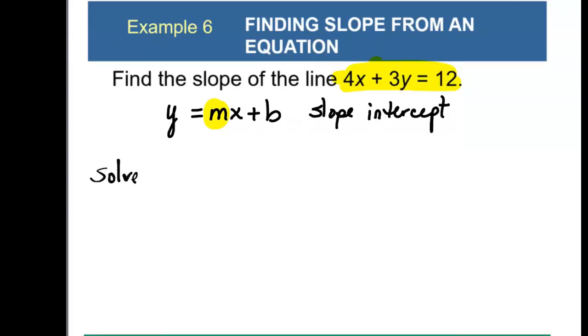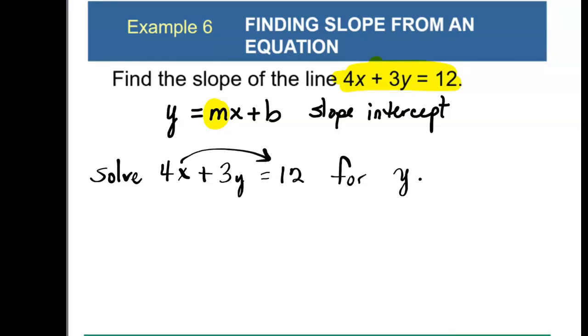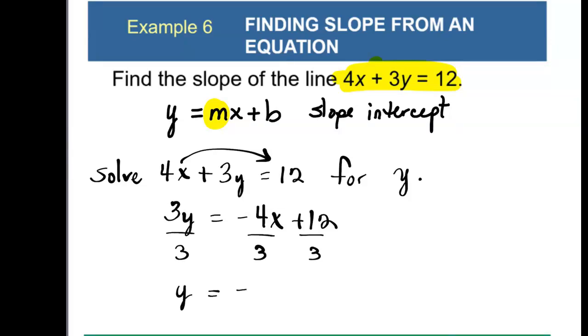So we're going to solve 4x plus 3y equals 12 for y. Okay. So we are going to subtract the 4x to the right. So we get 3y equals negative 4x plus 12. Dividing every term by 3, right? We have y equals negative 4/3 x plus 4. Okay. We said a moment ago that the m is what sits in front of x, right? So the coefficient of that linear term. So if we want to find the slope of the line, it is negative 4/3.